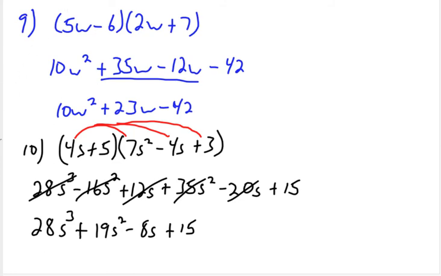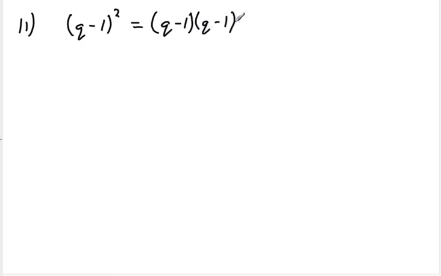Alright, so moving on to 11. Q minus 1 squared. This is a big opportunity for those of us who aren't paying attention to get this wrong. Remember, this is equal to two binomials here, so it must be FOILed.